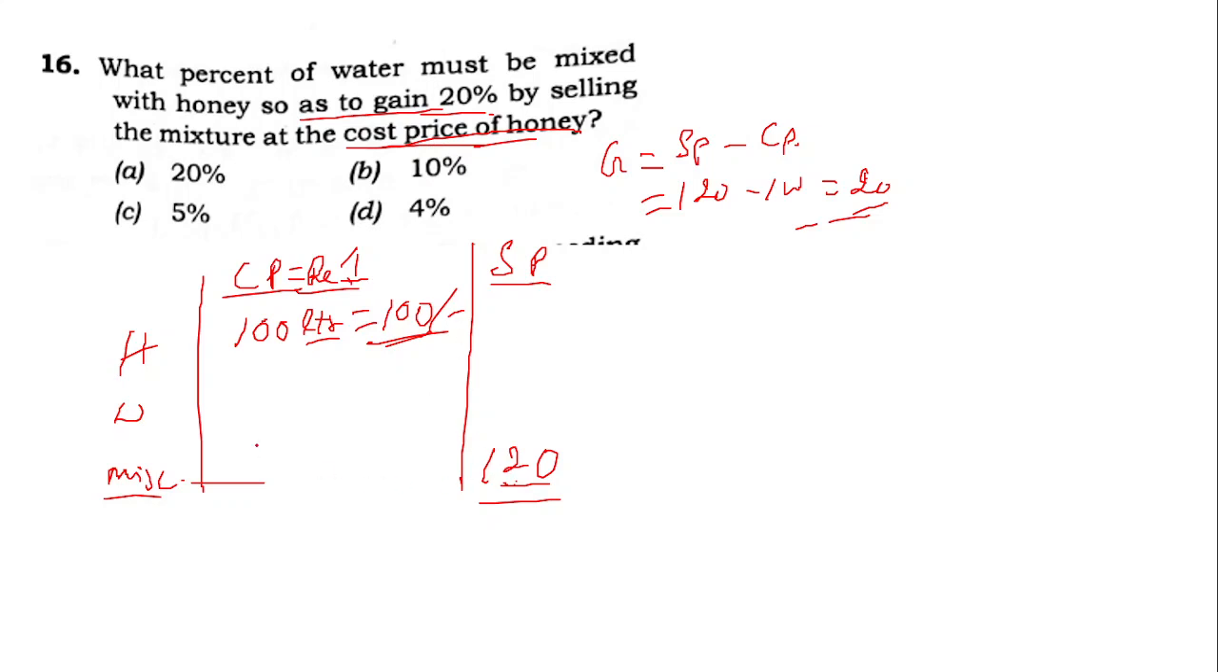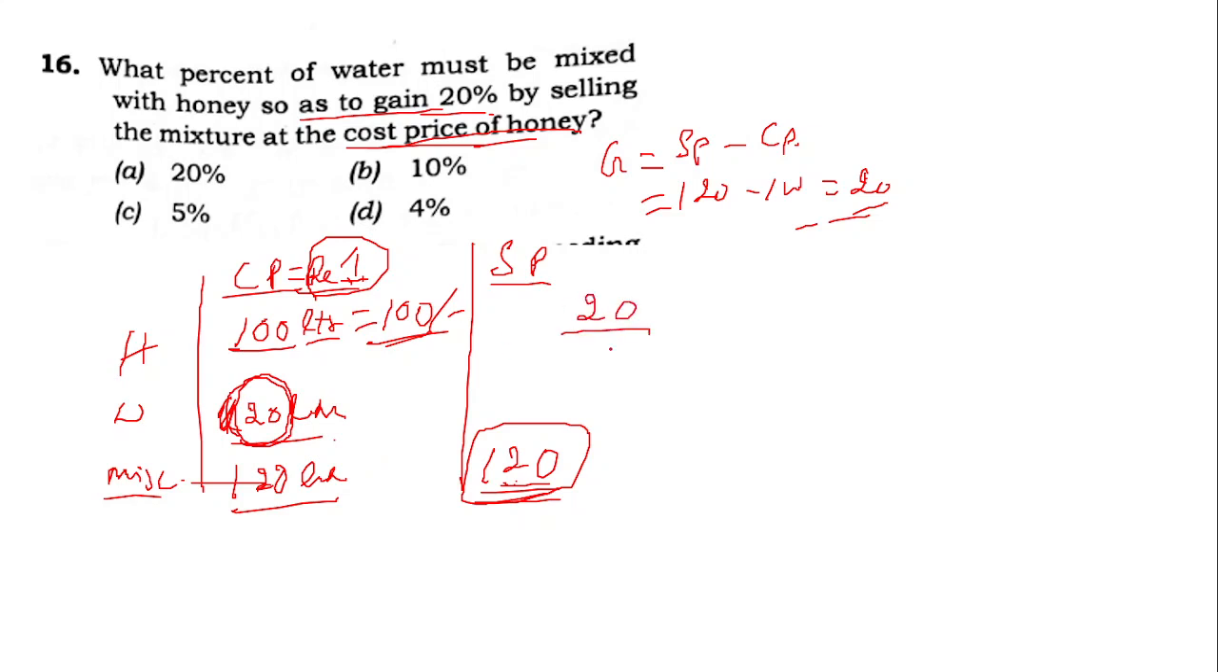If I have to sell at 1 rupee per liter, how many liters am I going to sell? I am going to sell the mix, that is 120 liters at rupees 1, because it says cost price. So I am going to sell 120 liters at rupees 1 so as to get a selling price of 120 rupees. Means how much am I going to add? 20 liters for 100. So 20 liters I am going to add for 100, which means how much percent? As simple as that. Simple straightforward question. Option A, 20% is the right answer.